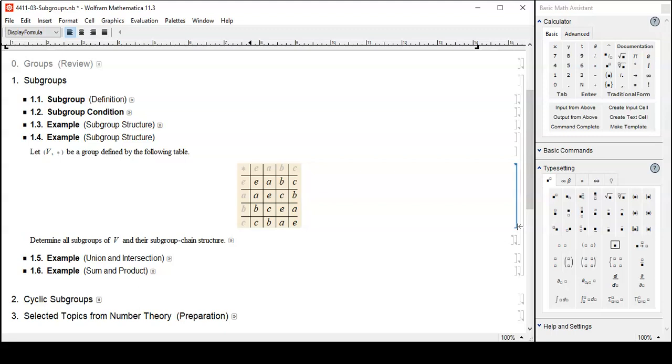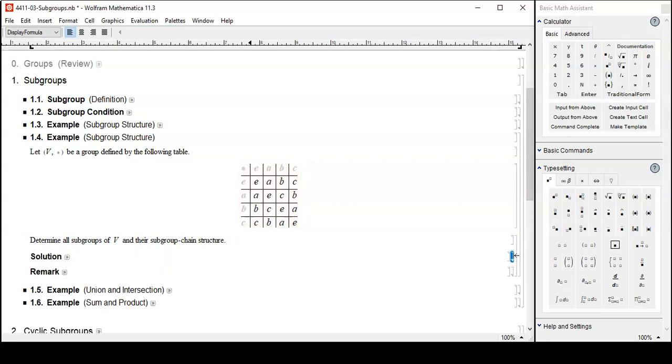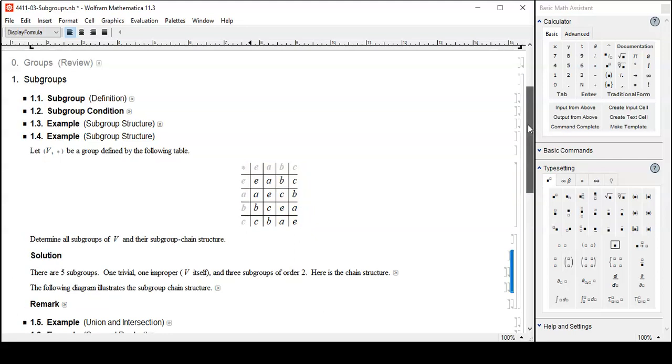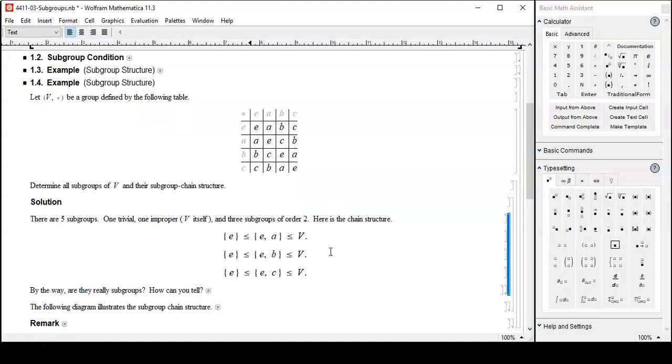Now, let's determine all subgroups of V. Well, it'll turn out that there are 5 subgroups. The trivial subgroup, just {e} alone. Okay, that's easy. And then an improper subgroup, V itself. Okay, that too is easy. And then there are 3 more. 3 subgroups of order 2, like this: {e, a}, {e, b}, and {e, c}. We have these 3 chain structures.